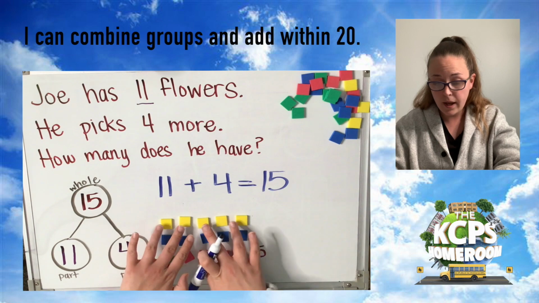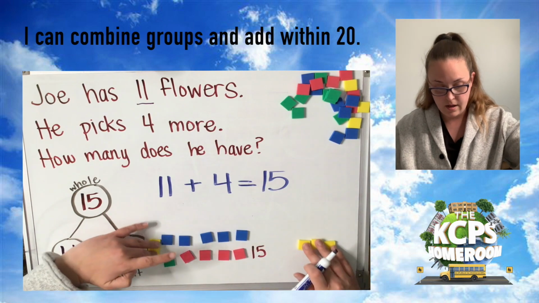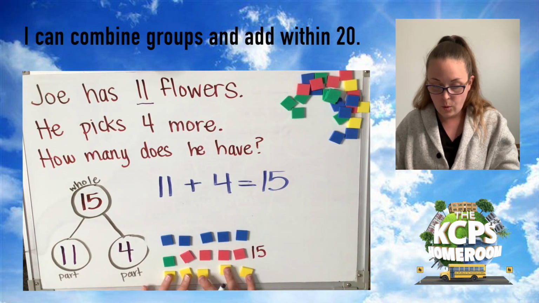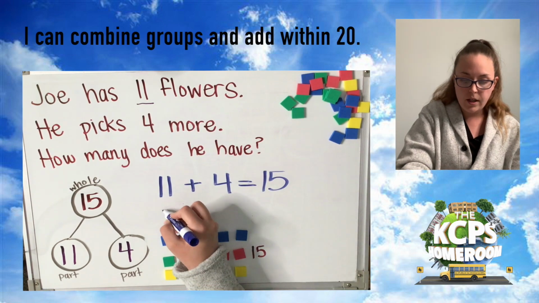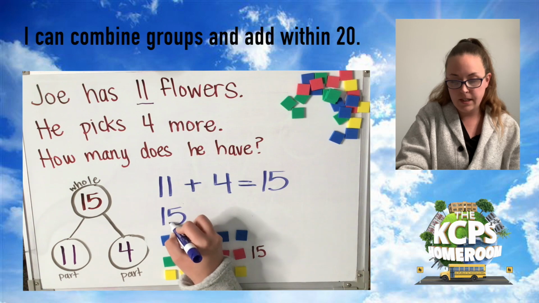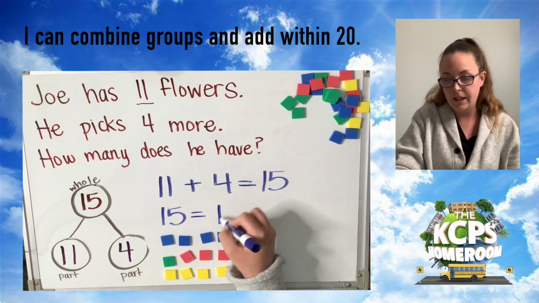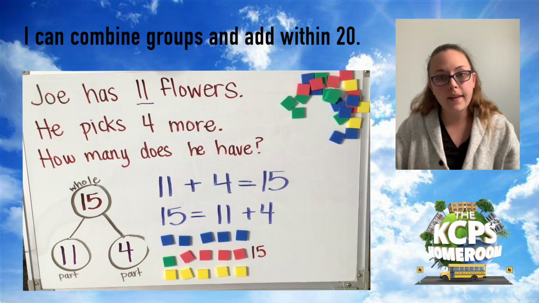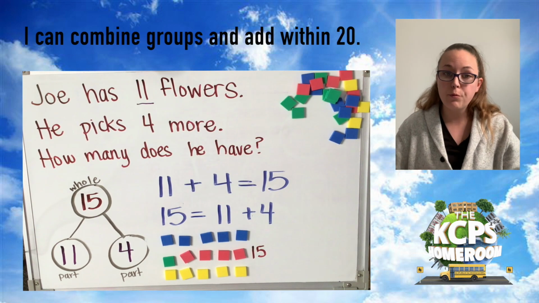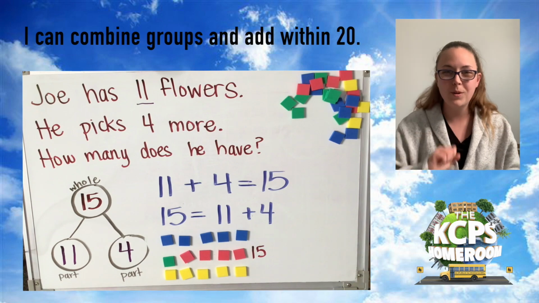Now there's another way to represent this story by flipping the equation around and writing the total first. So the other way you might see this is that 15 is equal to 11 plus 4. Great work on that problem, friends. Go ahead and reorganize your workspace, and we've got one more to try together.